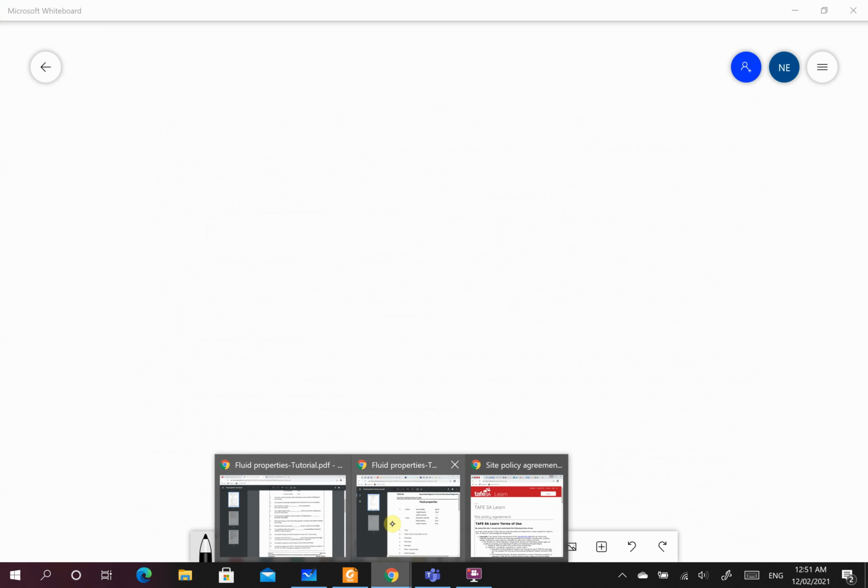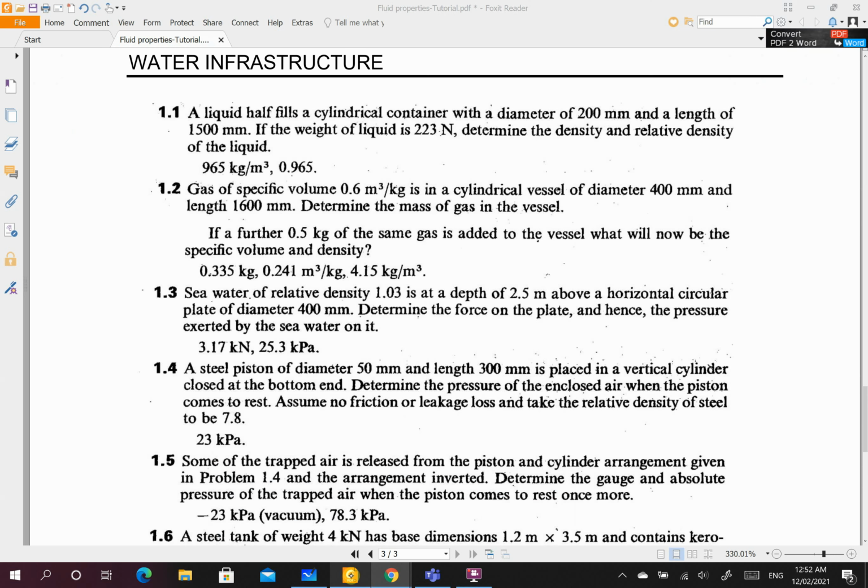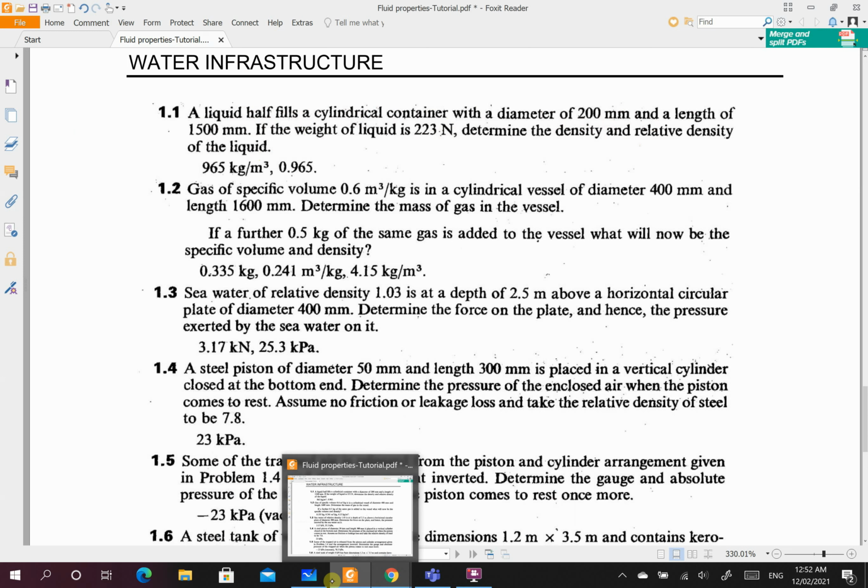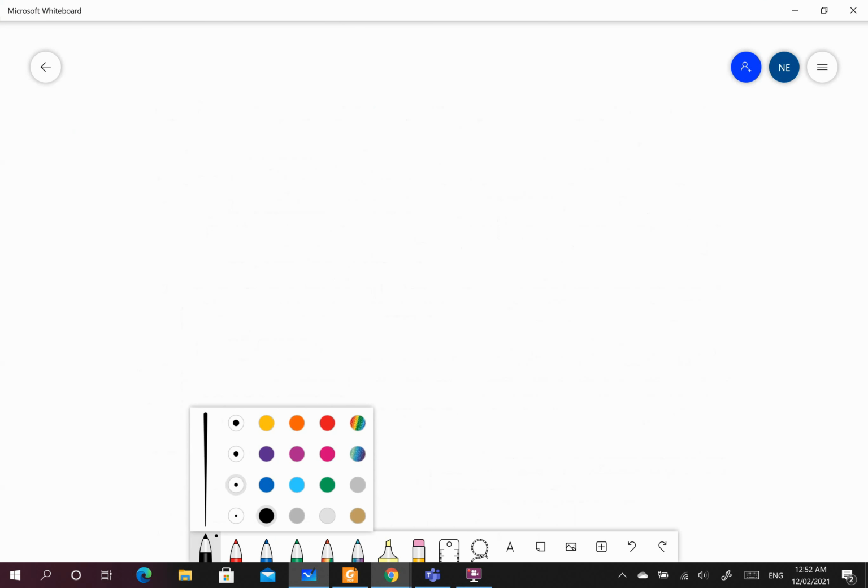Let's come here. So going by that initial question, actually let's read about here. Sorry. So we half fill a cylinder. It's got a diameter of 200, a length of 1500. The weight of the liquid is 223 newtons. So these are just picking out the key information. This here is a key that it's half full. Alright. So I'll come to whiteboard, draw straight away. So doing question 1.1.